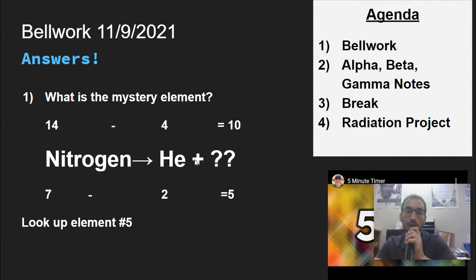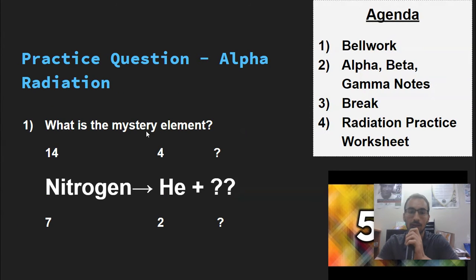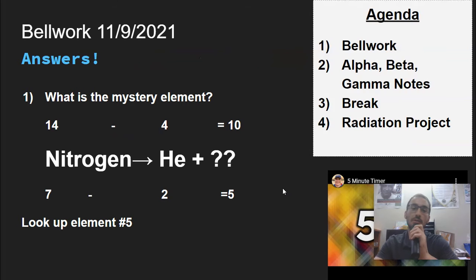Hopefully you remember that these two numbers have to add to 14 and these two have to add to 7. So 4 plus blank equals 14 and 2 plus blank equals 7. So what you can do, you can subtract. 14 minus 4 equals 10, 7 minus 2 equals 5. We use that information, mainly this bottom one. The bottom number indicates the number of protons, and protons determine what element it is.